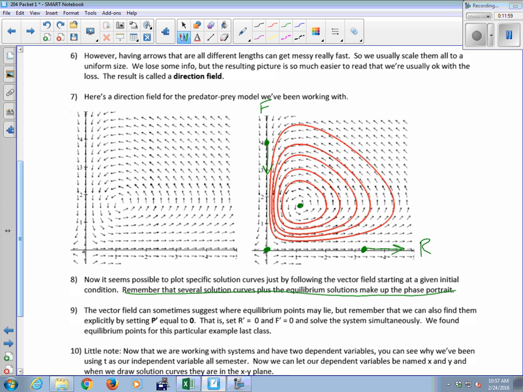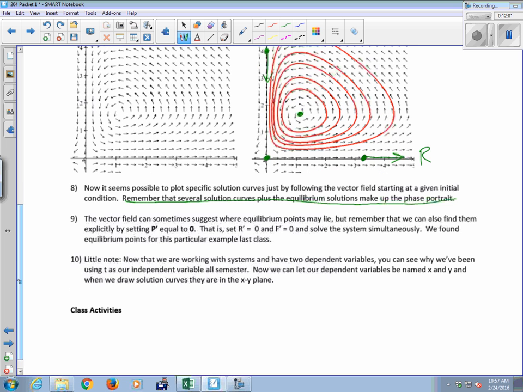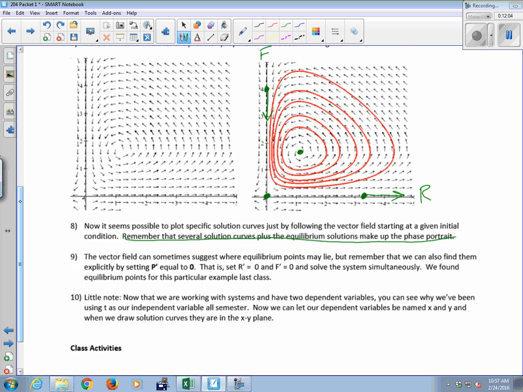Okay, so sometimes a vector field can suggest where equilibrium points lie. If you look at this picture on the left, you can clearly see there's a point that's being circled here, and you can kind of guess where the equilibrium point is, right? But don't forget, you can always find them explicitly just by setting your 2 equations, r prime and f prime, equal to 0, and solving.